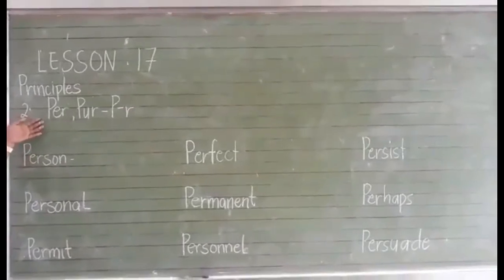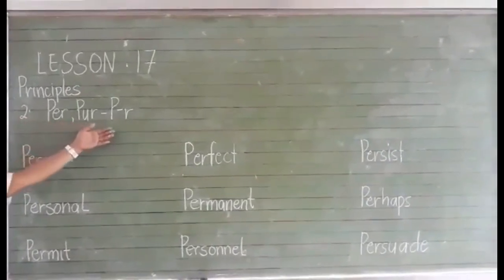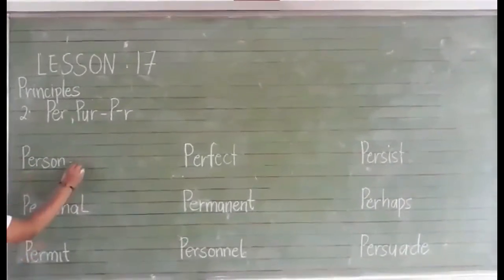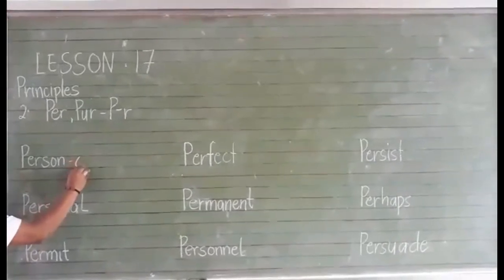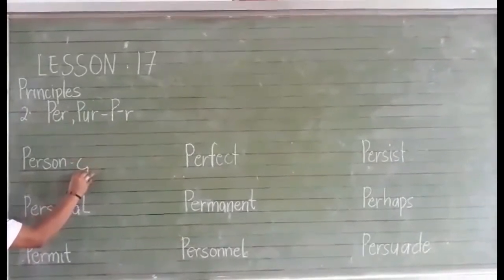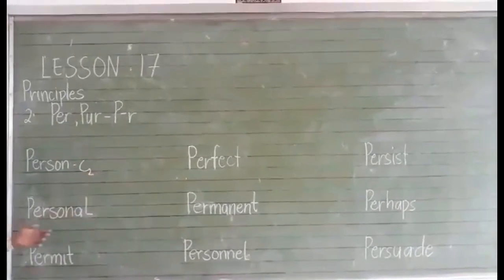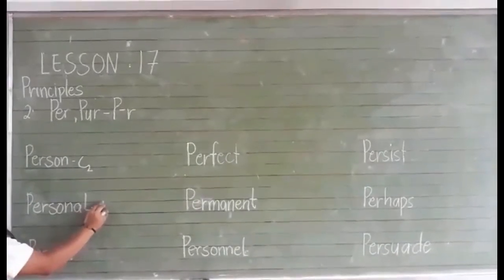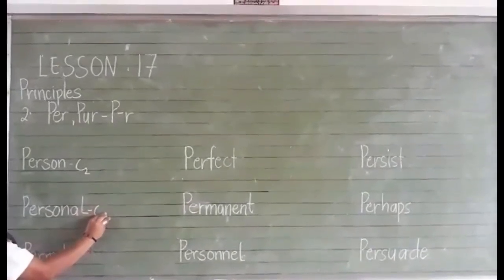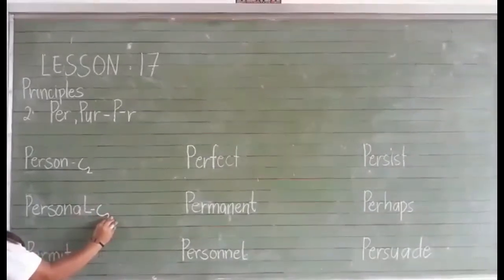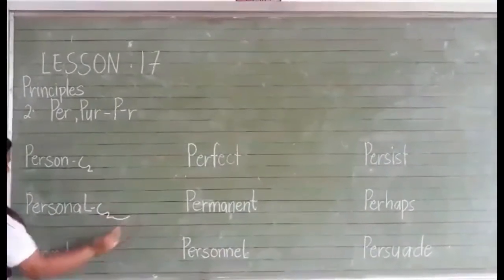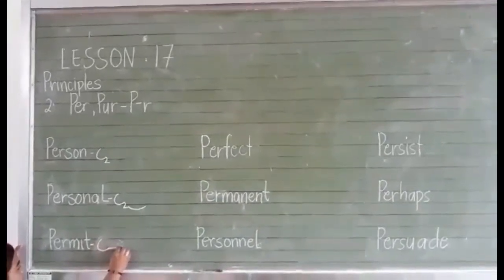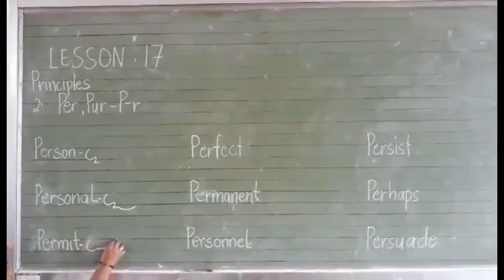The word beginning per is represented by P and R. The first word that we're going to discuss is person. Person is represented by the word beginning per, S, and N. Personal is represented by the word beginning per, S, N, and L. Permit is represented by the word beginning per, M, E, and T.